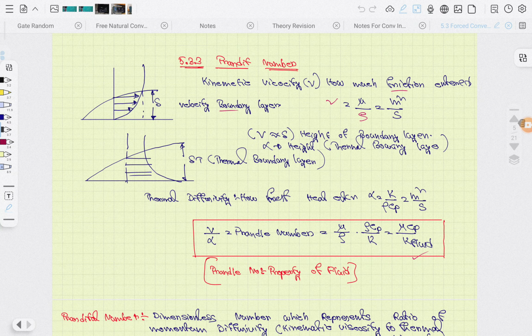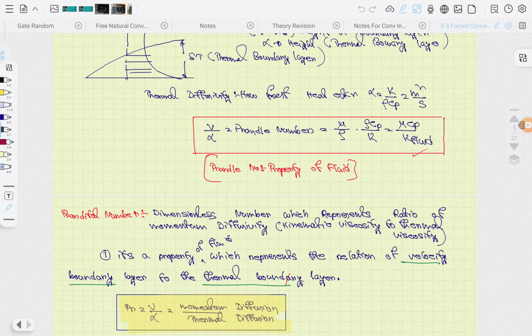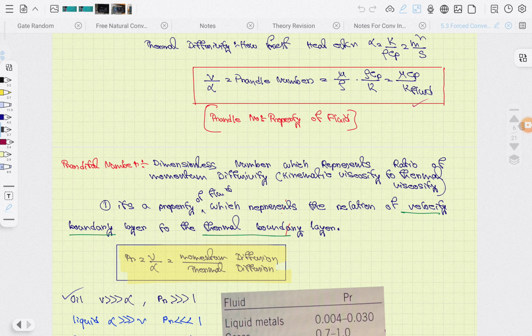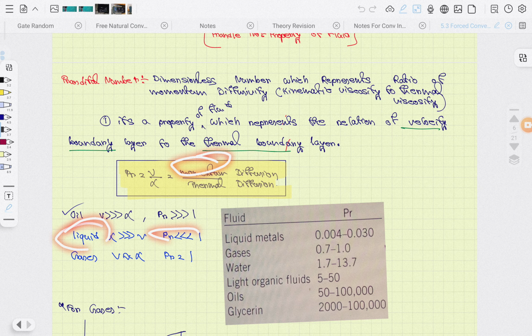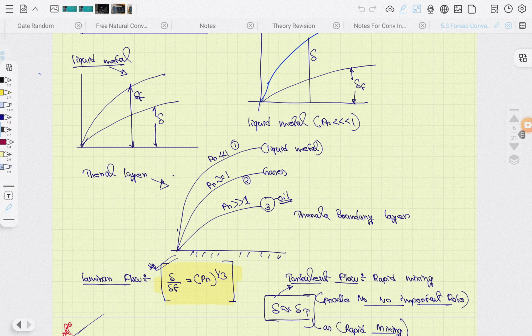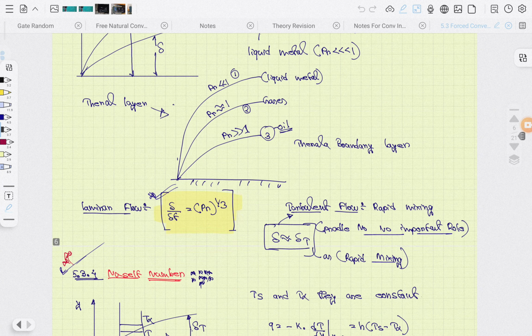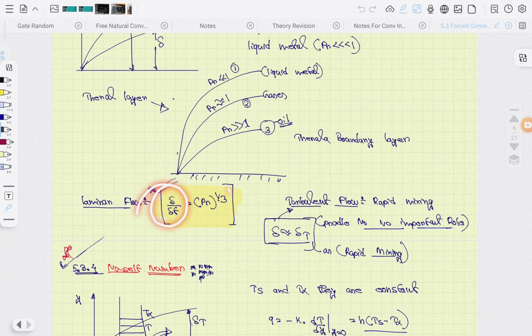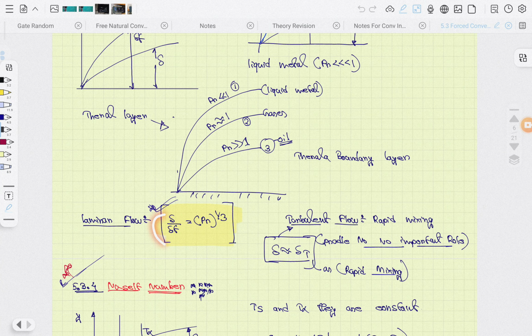Good. Then the second is Prandtl number, that is the ratio of mu Cp by K of the fluid. Okay, how is it coming? It is a dimensionless number, that is momentum diffusion by thermal diffusion. For oils, Prandtl number is greater than 1, so momentum diffusion is greater. For liquid metals it is less than 1, and for gases like air it is almost 1. And for laminar flow, delta by delta T, this is thermal and this is hydraulic. In turbulent flow there is rapid mixing, so this ratio does not play a role.